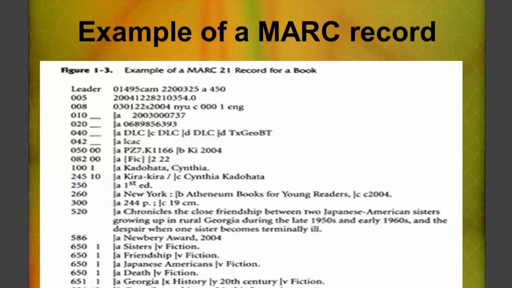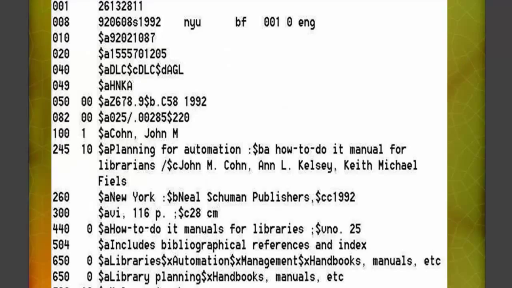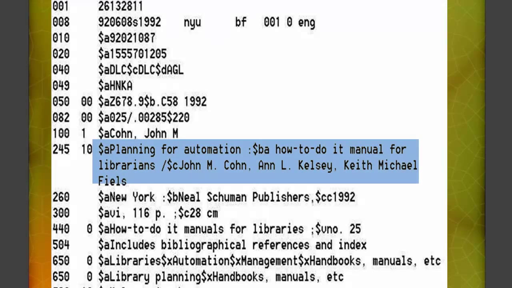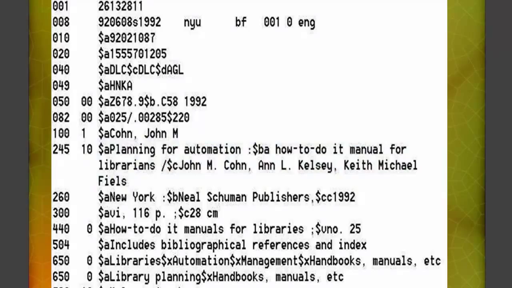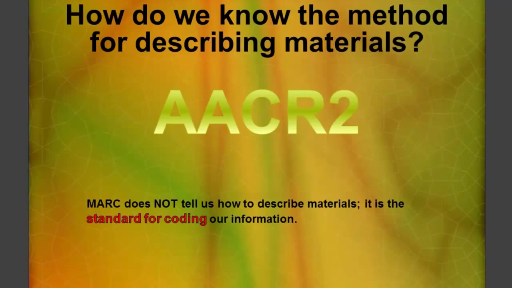And we'll be dealing with MARC records and learning how to enter information into MARC records and make it where our students can find it. This is another example of a MARC record. Can you pick out the title on this item? If you said Planning for Automation: How to Do It Manual for Librarians, you are absolutely correct. And MARC is one of the major topics that we'll be discussing in this class.